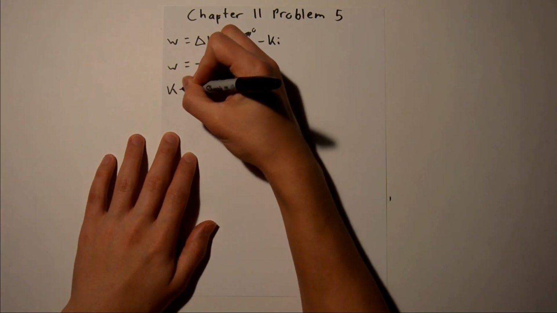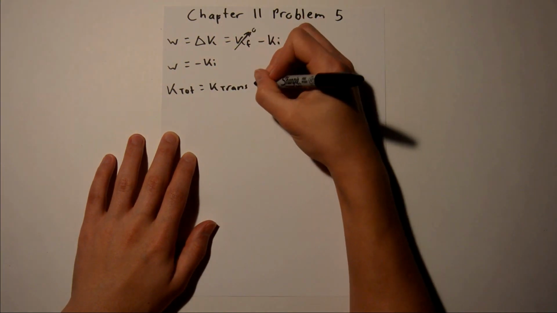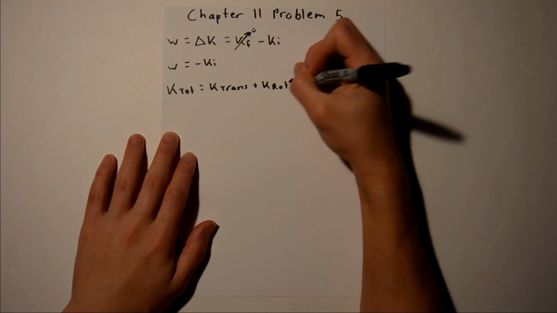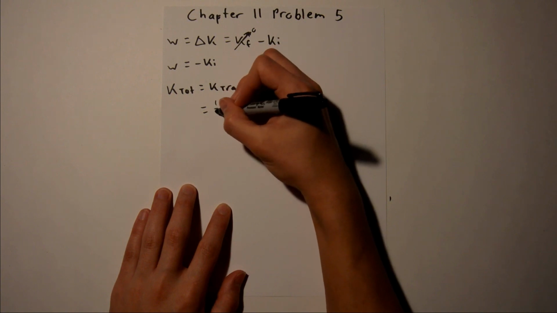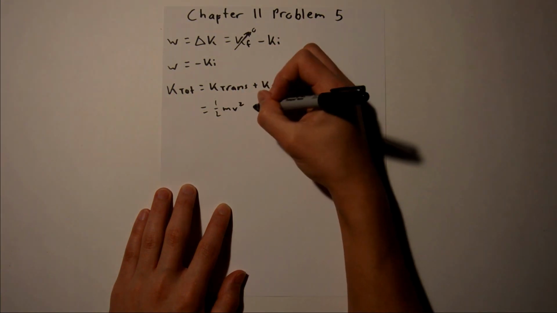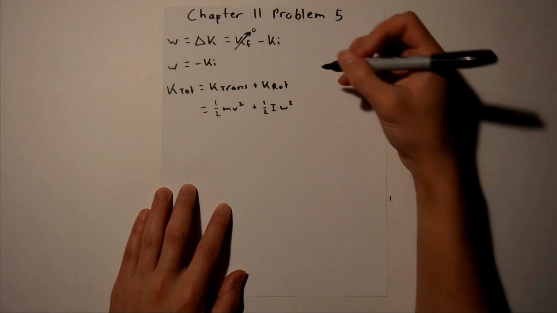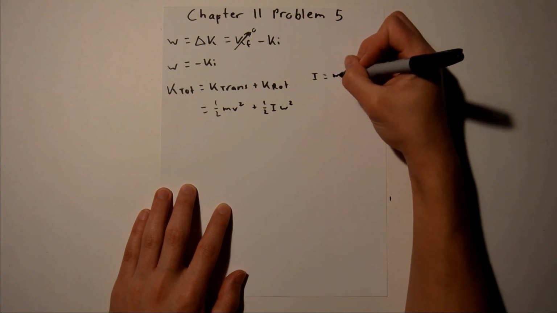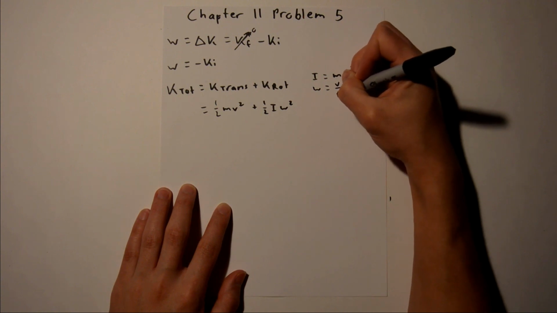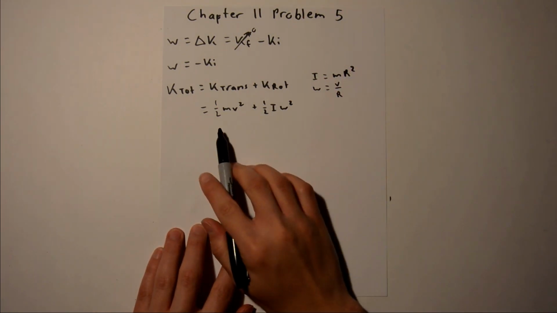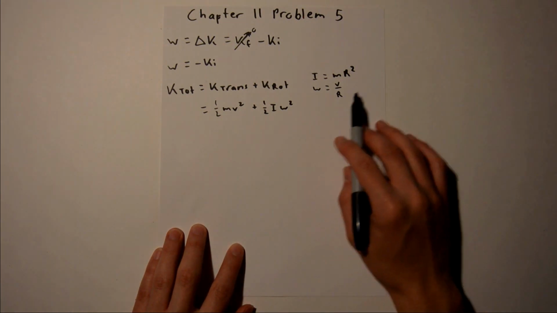And we know that the total kinetic energy is equal to K translational plus K rotational. And so we can further expand that. So translational is 1/2 mv squared, and rotational is 1/2 I omega squared. And for a hoop, the inertia is equal to mr squared, and omega is equal to v over r. The issue is we have a translational and a rotational, and we want everything in terms of translational. That's why these values are important.